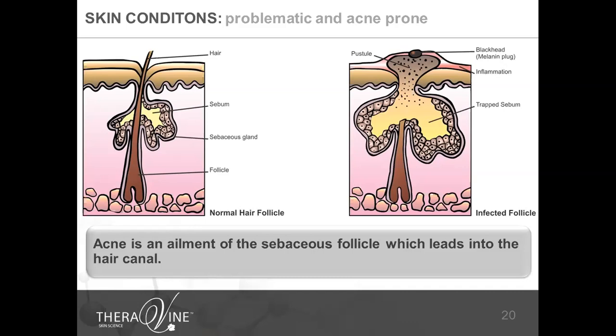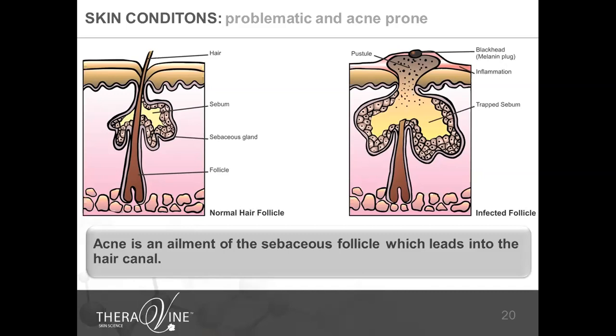Then you get your bacteria that infects the pore. So inflammation sets in, your body starts to fight this bacteria, and you get your pustule, where you'll find pus, inflammation, it's swelling, it's red. You can almost feel your heartbeat in that pustule. So it's basically an ailment of the sebaceous follicle, which leads into the hair canal. That's actually the word I was looking for, it's an ailment.